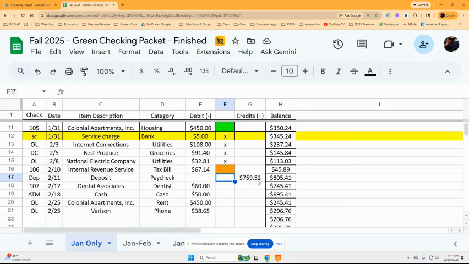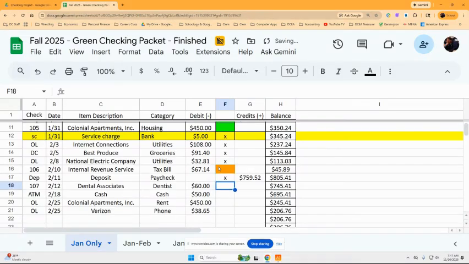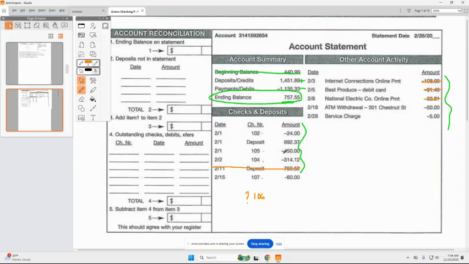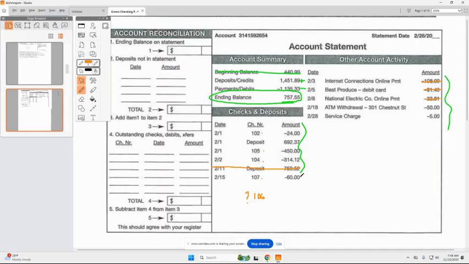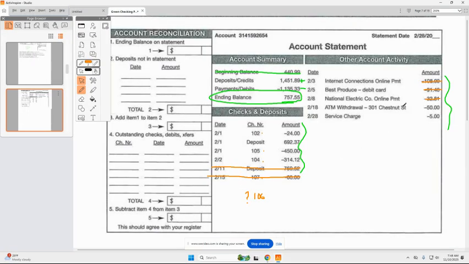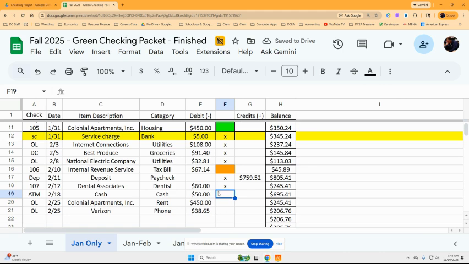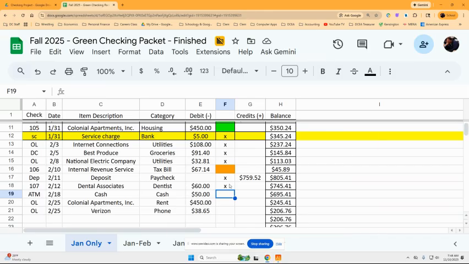Next up is a deposit, $759.52. There it is, $759.52. We've got a $60 bill for check 107 to the dentist. There's check 107 for $60 to the dentist. We've got an ATM for $50. That one shows up right there, ATM $50.